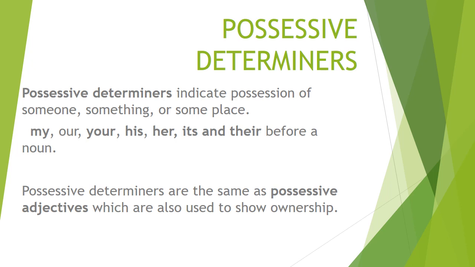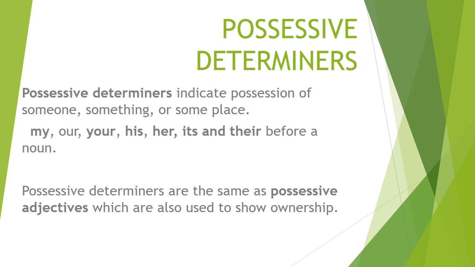Before going to the lesson, let's recapitulate what determiners are. Determiners are words used in front of nouns and they help us to identify the nouns. Isn't it, students? They help us to know which noun you are referring to in particular. In today's class, you will know more about possessive determiners.